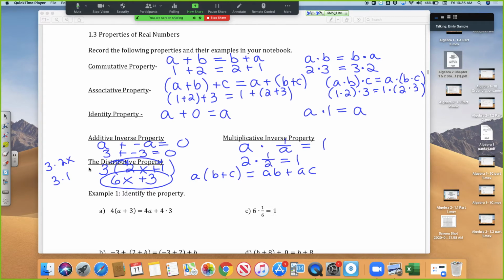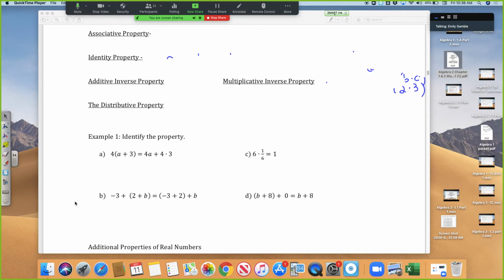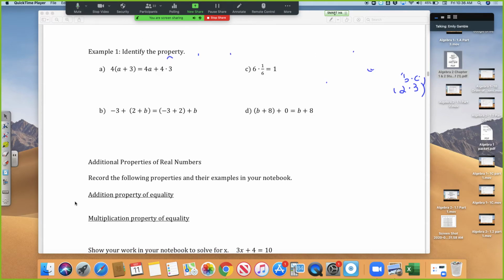Okay, now we're ready for some examples. So looking at these examples here, in example 1, we are trying to identify what's happening in number 1. So we see this is 4 parentheses a plus 3. I see the left-hand side and the right-hand side look different, and then it becomes 4a plus 4 times 3. So what they're doing there is the distributive property, because I can see that they're distributing the 4 to everything on the inside of those parentheses. All right, so letter A, the first example, would be the distributive property.